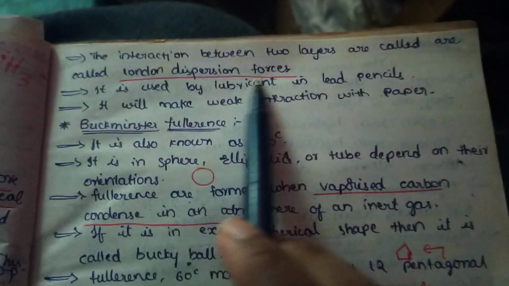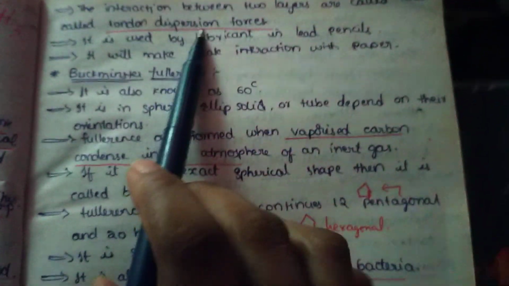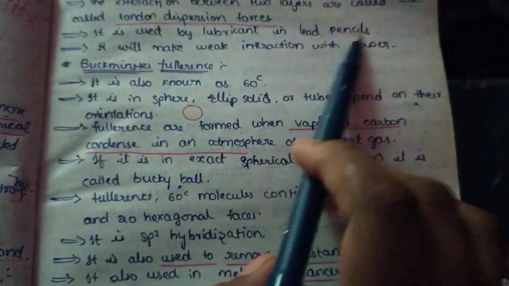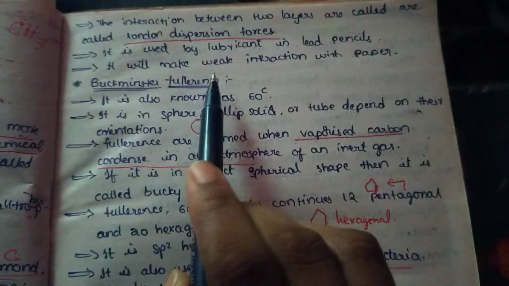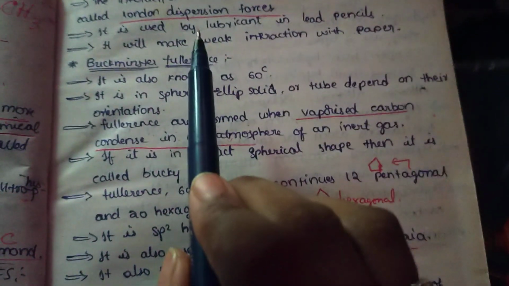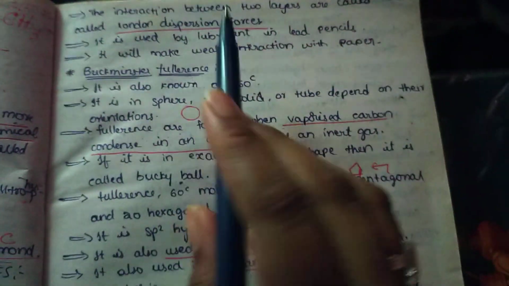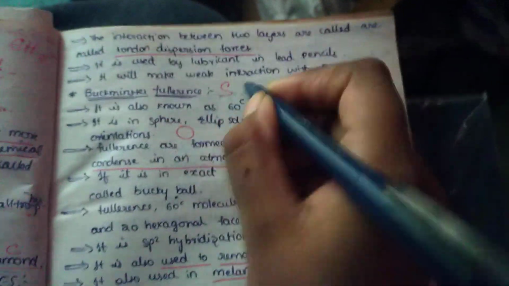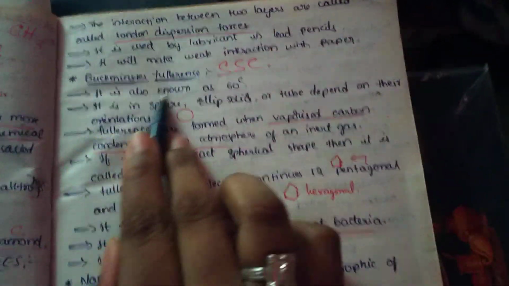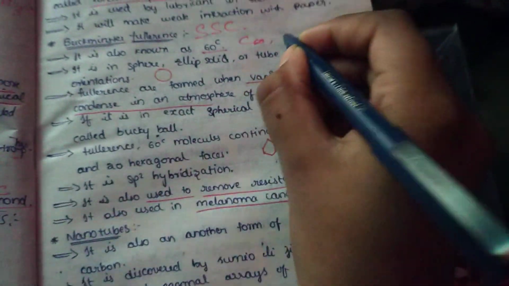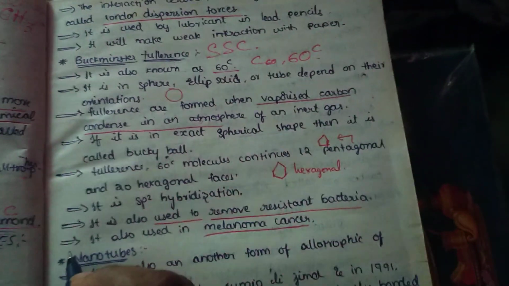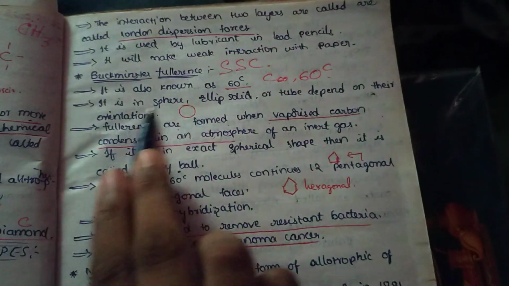Next, the interaction between two layers is called London dispersion forces. So it is used as a lubricant, and in lead pencils. It makes a weak interaction with paper. Okay, Buckminsterfullerene. I saw this picture in the SSC textbook. It is available. It is known as C60. Anything else you can. And next, it is a sphere.